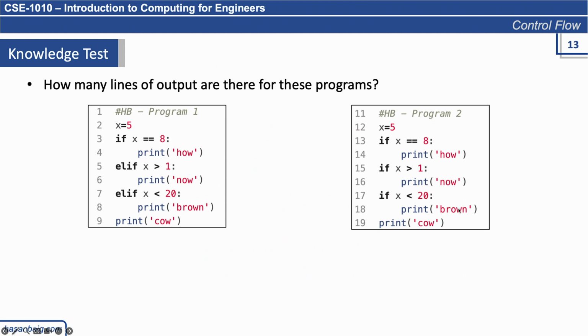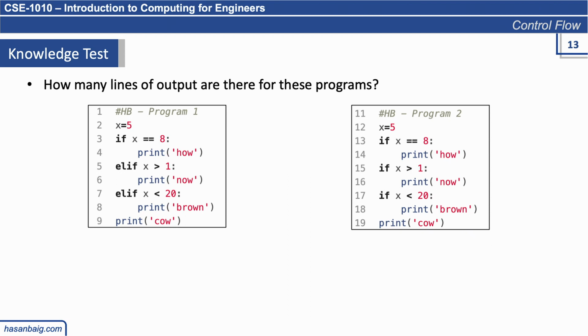Okay. So knowledge test, just do it quickly, three minutes. We have two programs here, x equal 5, if this condition is satisfied, and so on. How many lines of output are there for these programs? What do you think, how many lines will be printed out? So examine the code line by line.